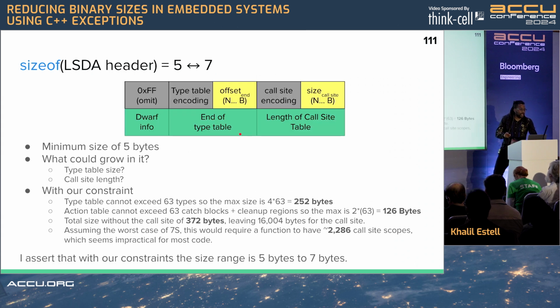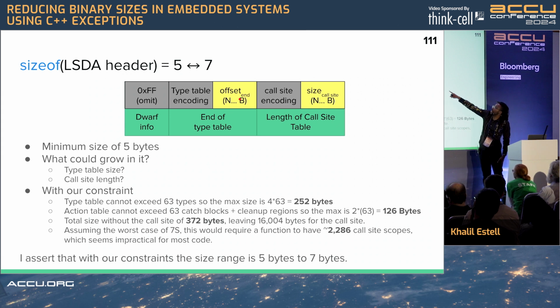Now we have the LSD header. It is 5 bytes to 7 bytes. 5 bytes is the minimum, we showed that before. But what makes it grow? It can only really grow because it has these offset values here. Remember, the offsets are for the location at the end of the type table and the size of the call site. If my type table cannot exceed 63, then it's 4 times 63, 252 bytes. If the action table cannot exceed 63 catch statements and cleanup scopes, the size of it is going to be 126 bytes, meaning that we've only used up 372 bytes worth of our entire 16 kilobytes.